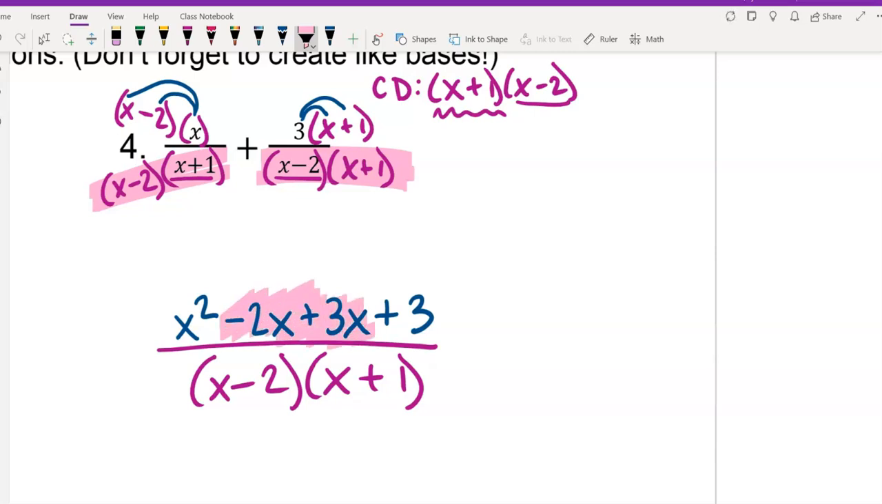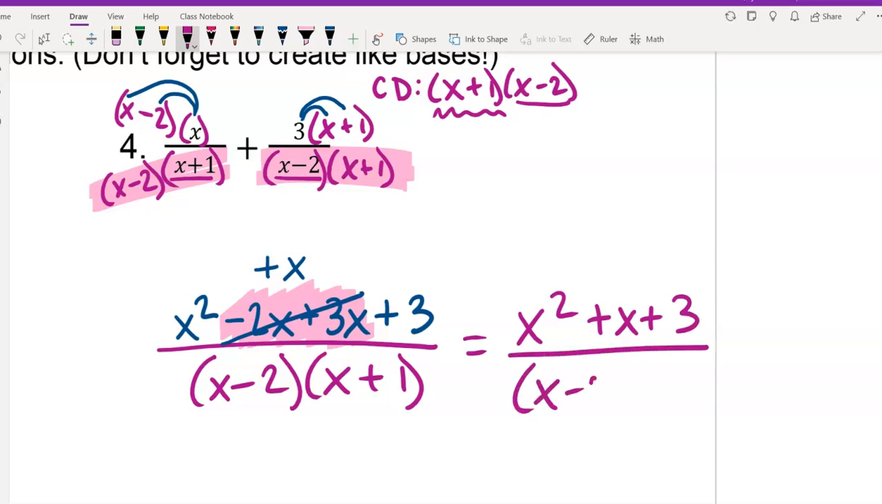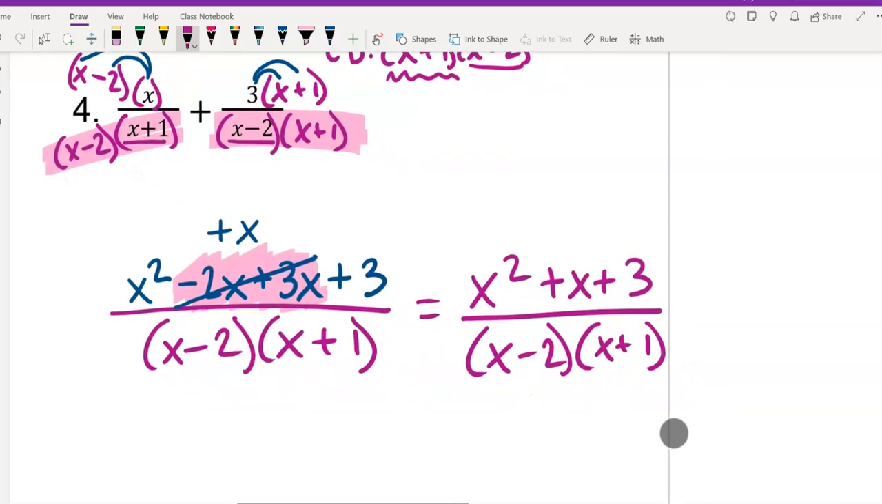Now, it seems like we're done, but we are not finished simplifying. We have two like terms in the middle. How do I know they're alike? Well, they both have an x and no exponents. So negative 2 plus 3, we are left with a positive 1x. So let's write this all over again just to make it look nice. X squared plus x plus 3 all over our common denominator, x minus 2, x plus 1.